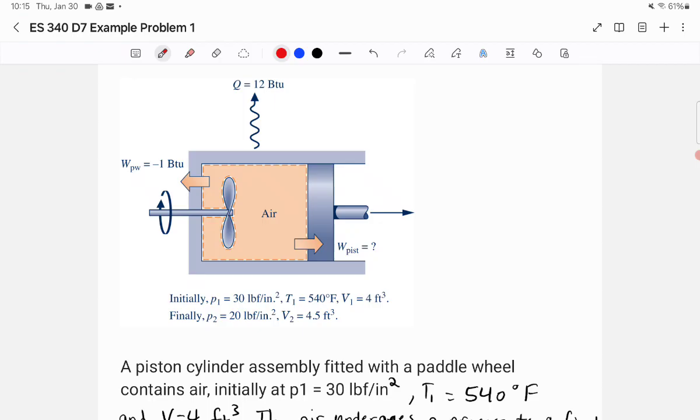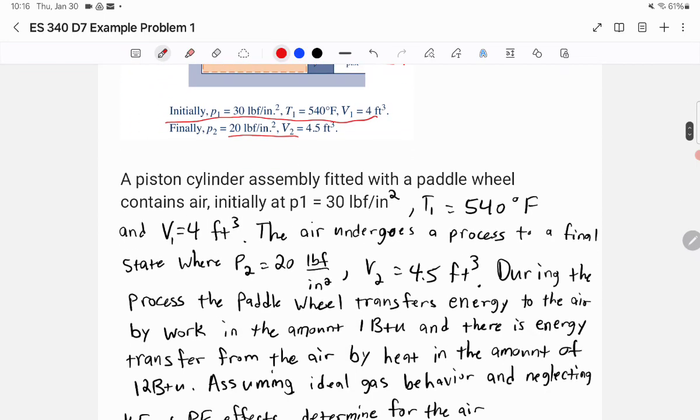So this is engineering thermodynamics, and we have a piston cylinder assembly here. You can see that we have heat coming out of it. We have work being done by the paddle wheel on the air that's inside of here. The air is doing work on the piston. And we have some initial and final data here. So let's read what the whole problem says.